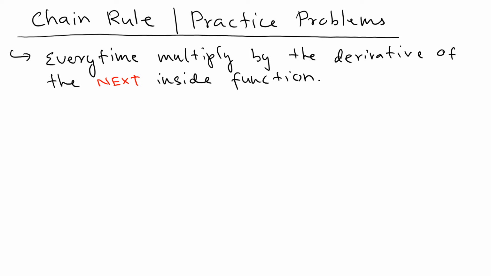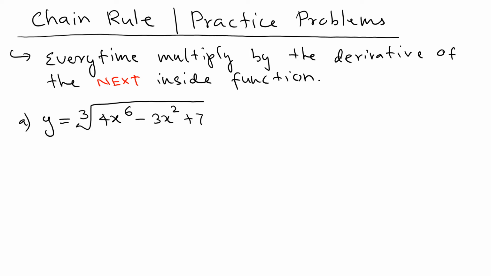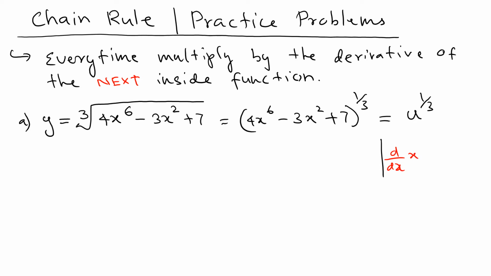So let's look at the first example. We have y equals the cube root of 4x to the 6th minus 3x squared plus 7. We can write this using a power: 4x to the 6th minus 3x squared plus 7, to the 1/3 power. Cube root means 1/3 power. So the base function is u to the 1/3, and we can use the power rule here. That's the main tool: the derivative of x to the n equals n x to the n minus 1.